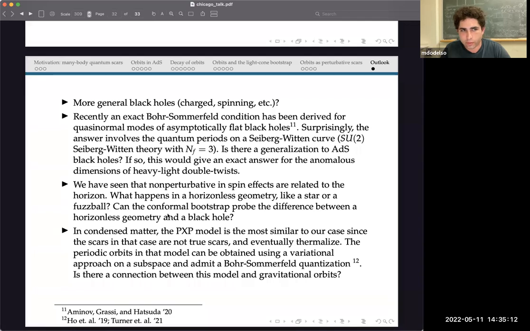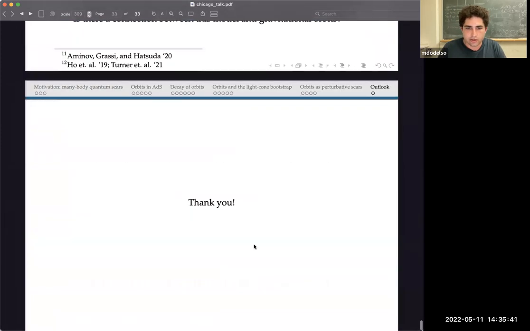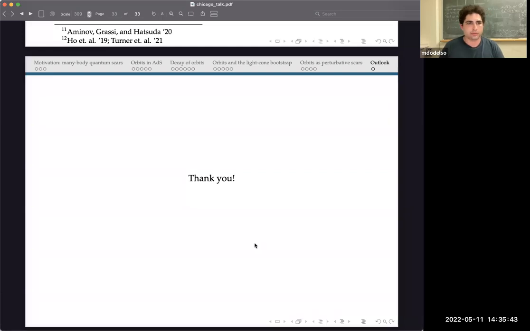And finally, we eventually want to understand the connection to condensed matter physics, in which the PXP model is the most similar to our case. There are some tantalizing possible connections involving the Bohr-Sommerfeld quantization and periodic orbits in that model as well. So it would be good to understand better the connection to our case. So let me stop there, and thank you very much for listening.